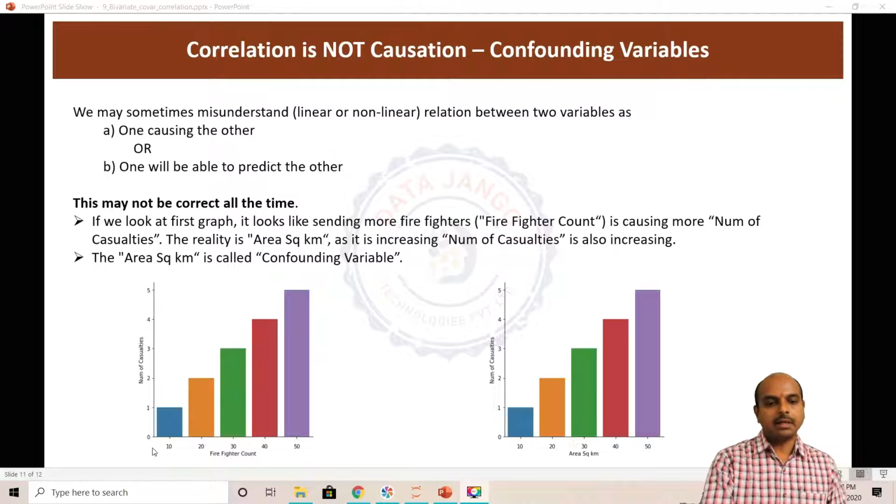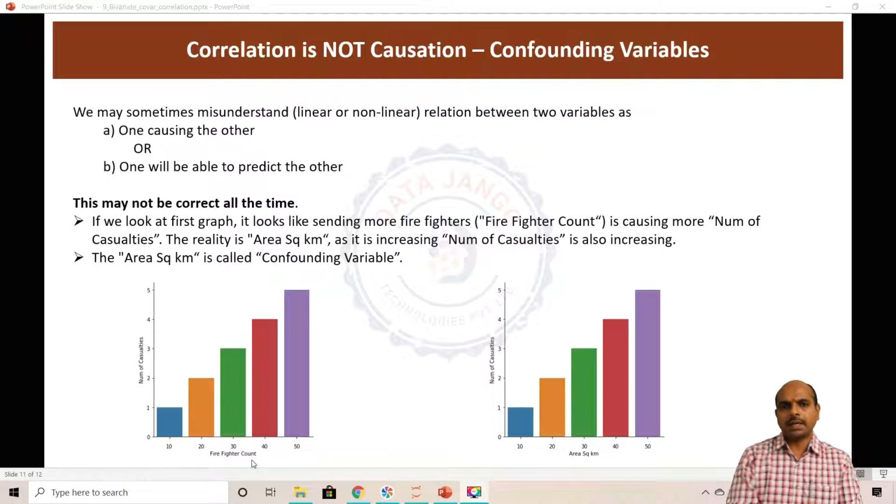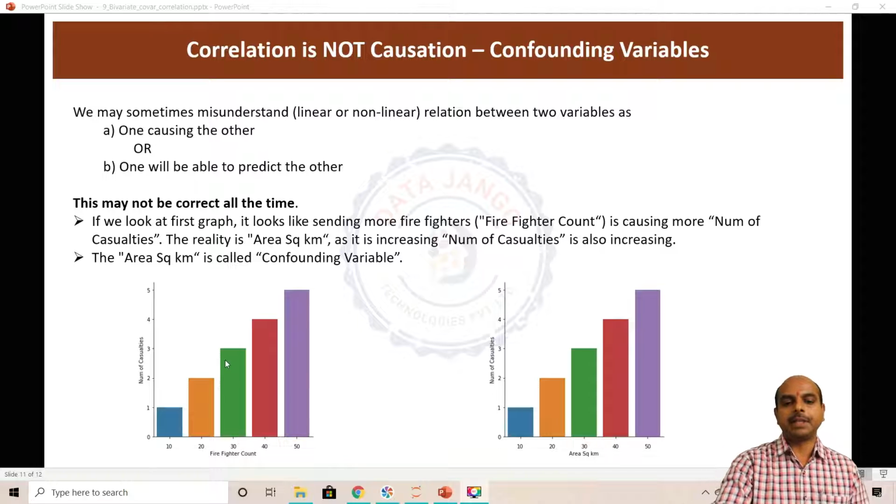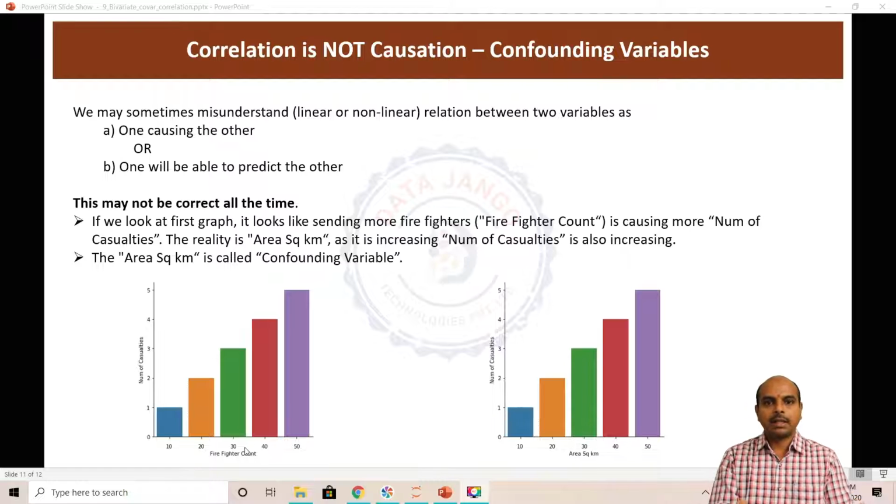So if you look at this, right, on the y-axis we have taken number of casualties, and on the x-axis we have taken firefighter count. This data is about wildfire. On the x-axis, if the number of firefighters are increasing, 10, there is 1 casualty, 20 firefighters, 2 casualties, 30 firefighters, there are 3 casualties. When the number of firefighters are increasing, the casualties are increasing, right? It looks like the casualties and number of firefighters are positively correlated.